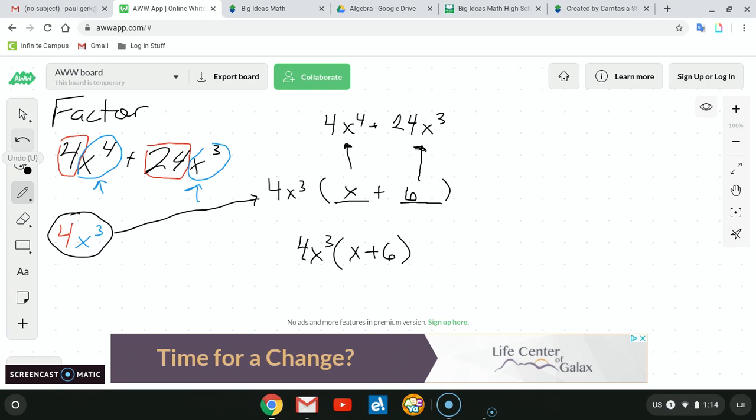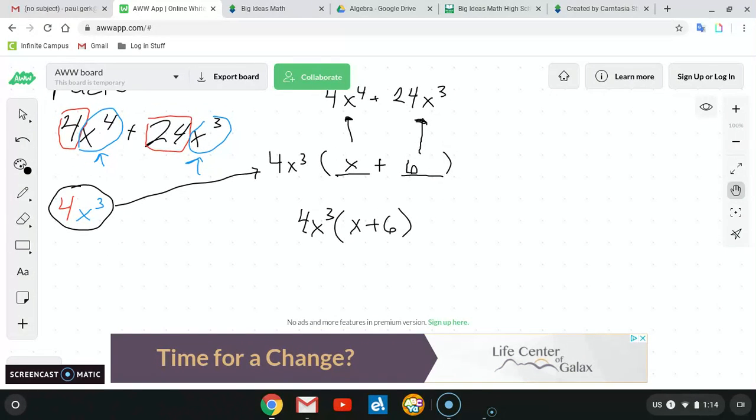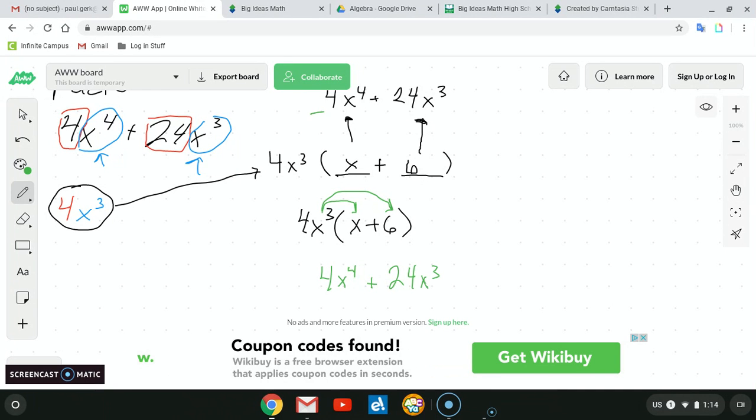Okay, and just to show you, I can't remember if I showed you on the previous video, to check your work you can just use the distributive property again, just to be safe. So what is 4x to the third times x? That is 4x to the fourth. And what's 4x to the third times 6? That is 24x to the third. These match up. All right, so we're good. So that way we know that this right there is our answer.